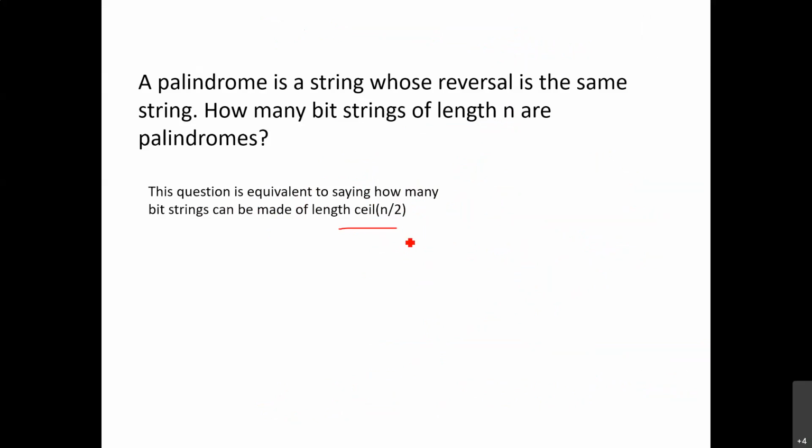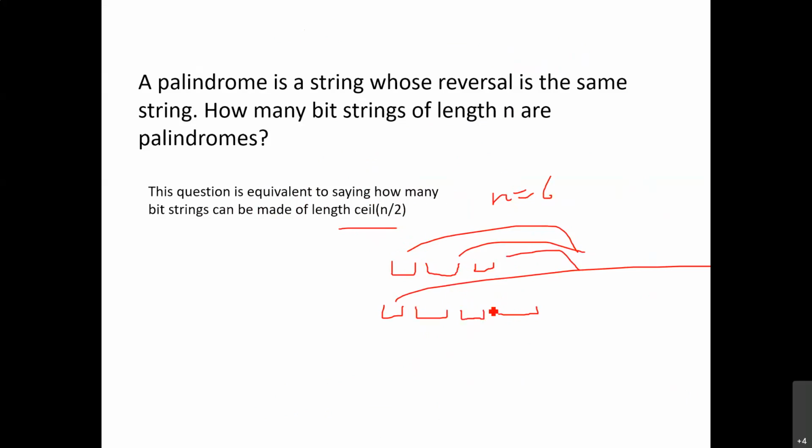It's like we're saying, hey, just how many bit strings can you make of the length ceiling of n over 2? So if n is even, and n is 6, just choose 3 spots and copy them over there. Or if it's odd, choose, again, the first 3, and this one leave it. This confused me. I don't know about you. I hope you got what I said before that.